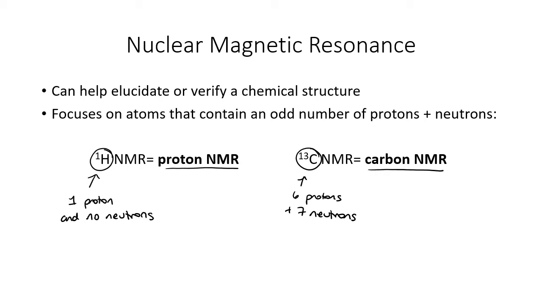Now, in this video, we're going to be focusing mainly on proton NMR because proton NMR is the most useful for detecting organic structures. I will briefly introduce carbon NMR and we'll see how that can be somewhat useful.